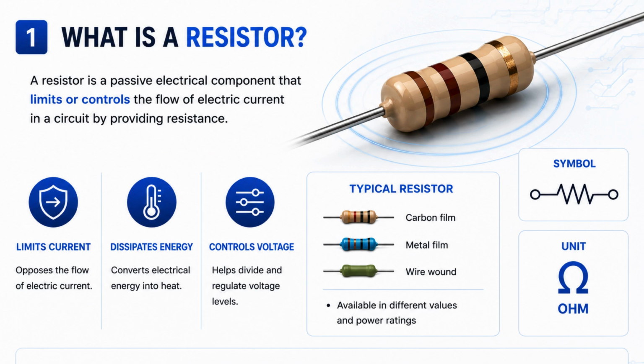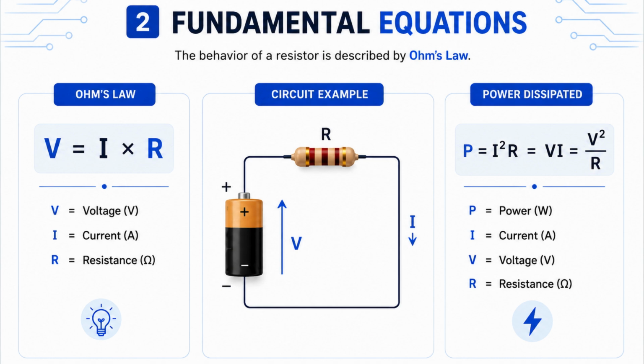Now that we understand what a resistor is, let's take a look at the fundamental equations that describe its behavior. To understand how resistors behave in a circuit, we need to look at their fundamental equations. The most important relationship is Ohm's law, which states that voltage is equal to current multiplied by resistance. Resistors also dissipate electrical energy in the form of heat, and this can be described using the power equations shown here. These equations are the foundation of circuit analysis and are widely used in electrical and electronic engineering.